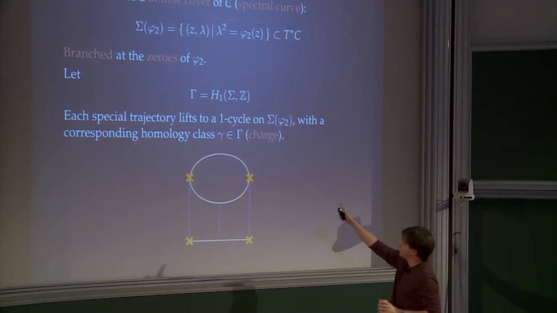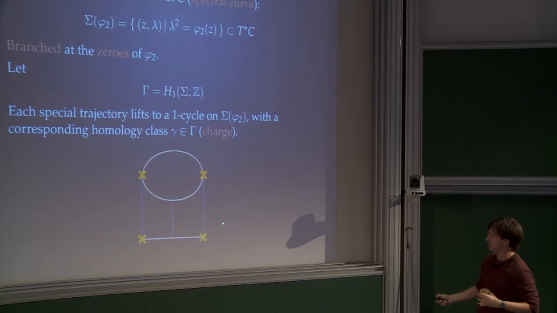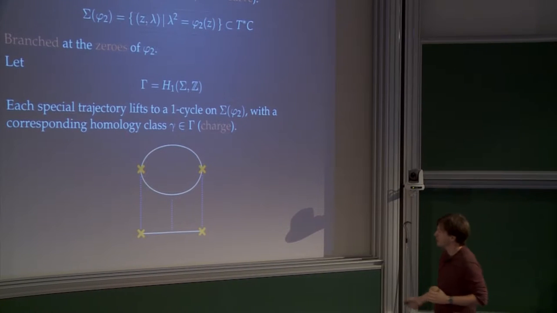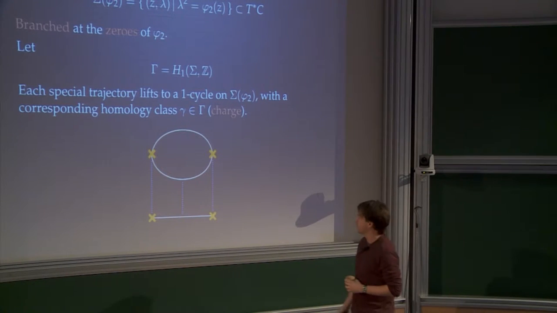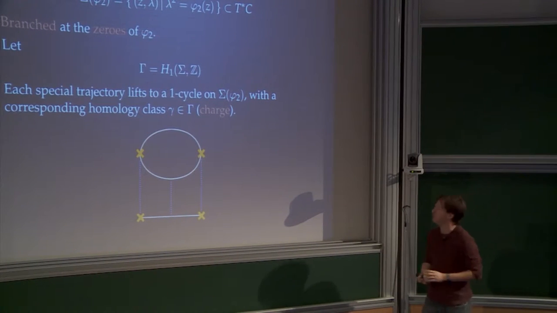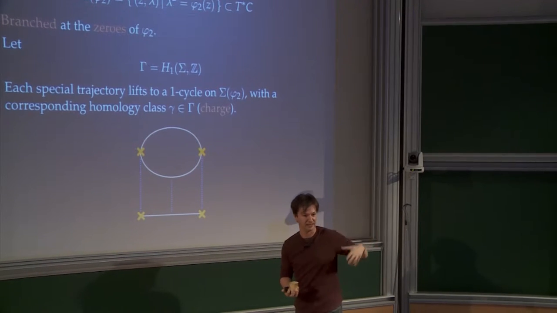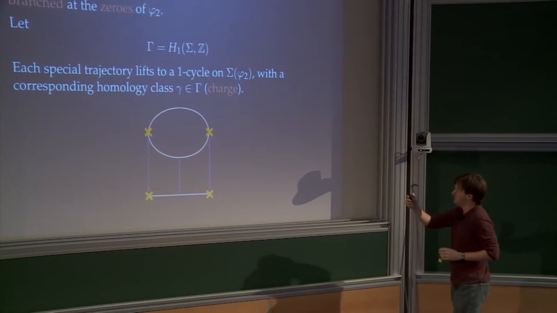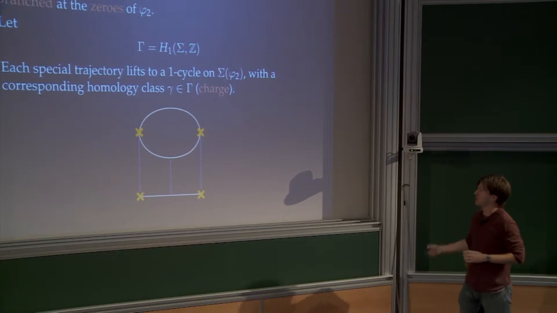In particular, each one of these special trajectories can canonically be lifted to a one-cycle on the spectral cover. Here's the picture for a saddle connection. A saddle connection runs exactly between two zeros, which are two branch points. If I take the union of its two lifts up to the cover, that becomes a closed path on the cover, and there's even a way of determining the orientation. So we get a corresponding homology class. That homology class is what I'm going to say measures the topology of my special trajectory. So to every one of these, I have an associated homology class, or what I'll call a charge.